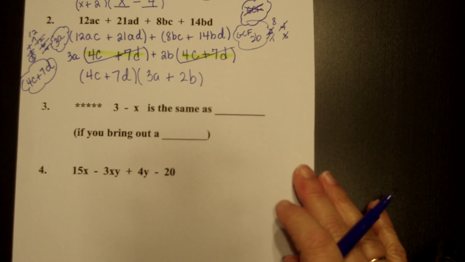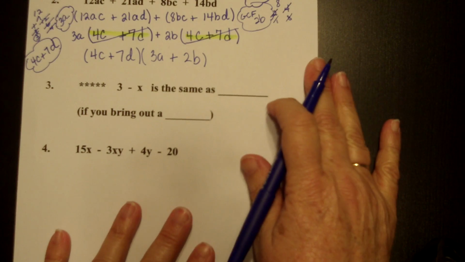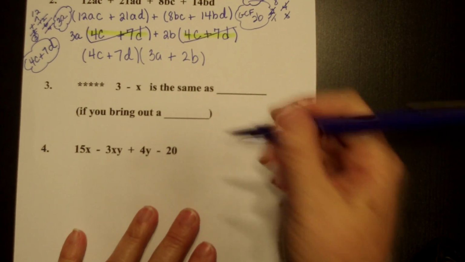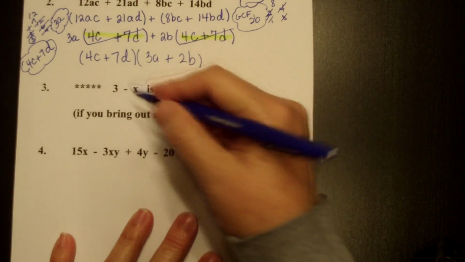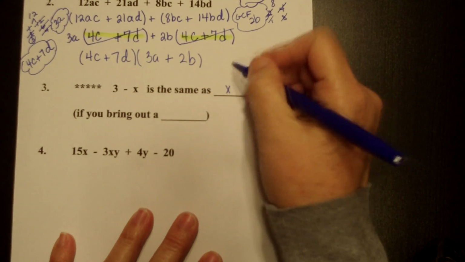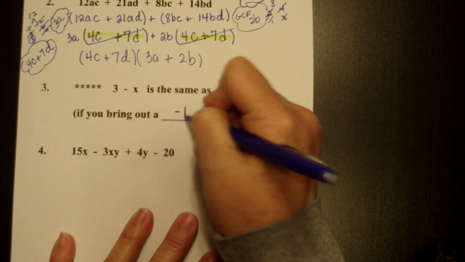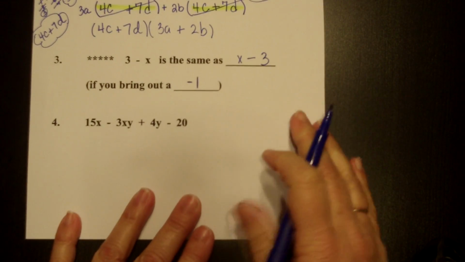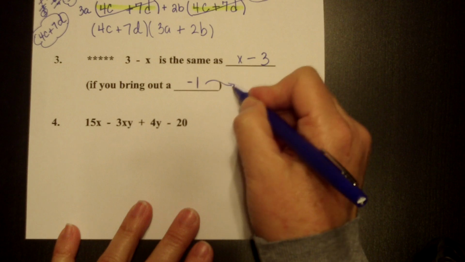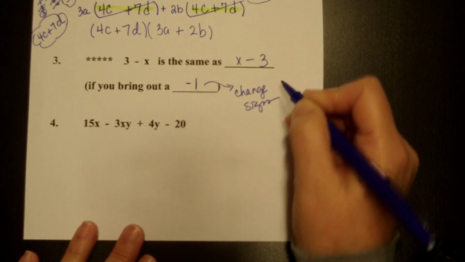Okay, number 3. Number 3 looks real easy, but it's just a little trick that I'm going to show you that we're going to use in some problems coming up. All right, so you've always been told that you can't turn a subtraction problem around. Well, I'm going to tell you today that you can turn it around, and 3 minus x can become x minus 3 if you bring out a negative 1. So bring out means factor out a negative 1. Okay, and basically all that does is it changes signs. That's all that does. Okay, so we'll look at that here in just a second.